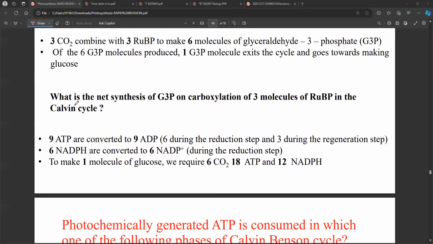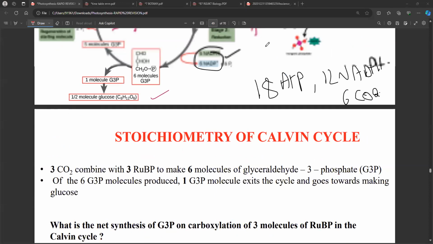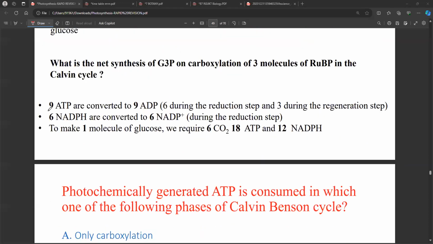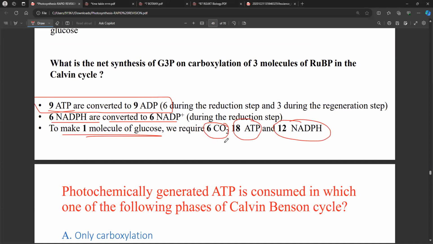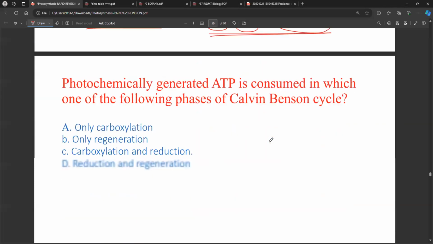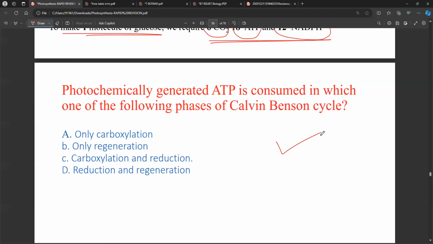In the calculation, you can observe that 9 ATP are converted to 9 ADP, and 6 NADPH are converted to 6 NADP plus. So always remember, to make 1 molecule of glucose, we require 6 carbon dioxide, 18 ATP molecules, and 12 NADPH molecules. Don't get confused. Now everyone answer this question. This is the part B question.